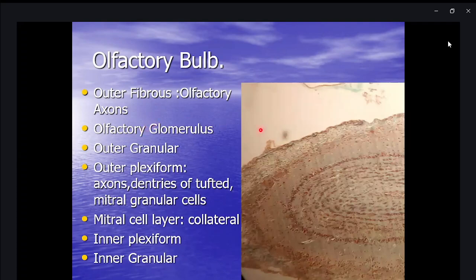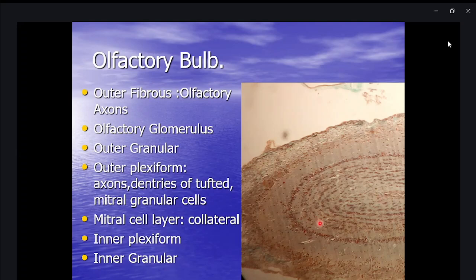This is the structure of the olfactory bulb. It has several layers, as you can see, from the outermost layer to the innermost layer. So this is the fibrous outer layer, the glomerular layer, the granular layer where you have cell bodies, the plexiform layer where we have synapsing, the mitral cell layer, and then the inner plexiform layer and inner granular layer. All these are the layers of the olfactory bulb.